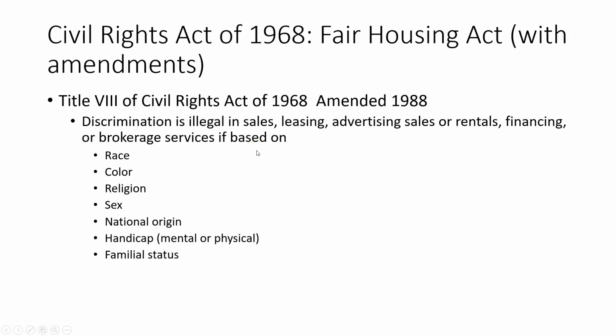So they modified that in 1968, and they brought out the Fair Housing Act, part of the Civil Rights Act, in 68, beg your pardon. And in that particular one, they had discrimination in the sales, leasing, advertising, sales or rentals, financing or brokerage services. And it was based on race, colour, religion, sex and national origin. And then they amended it in 1988 to introduce handicap status and familial status.